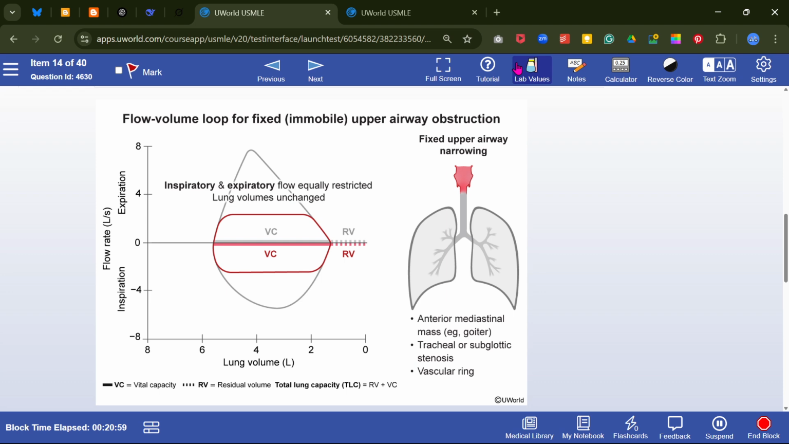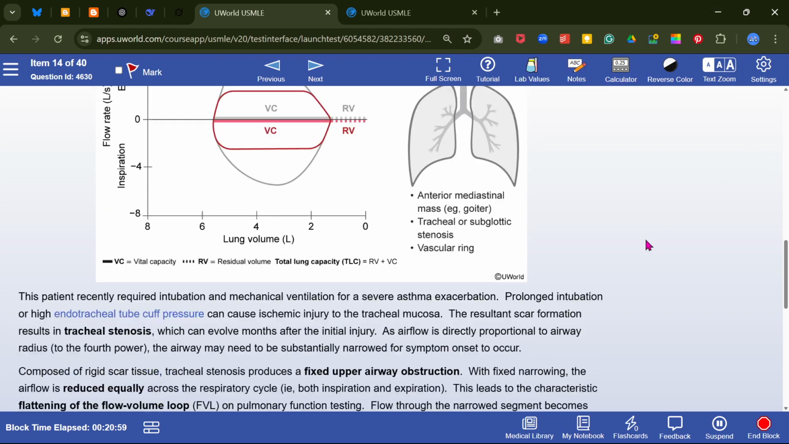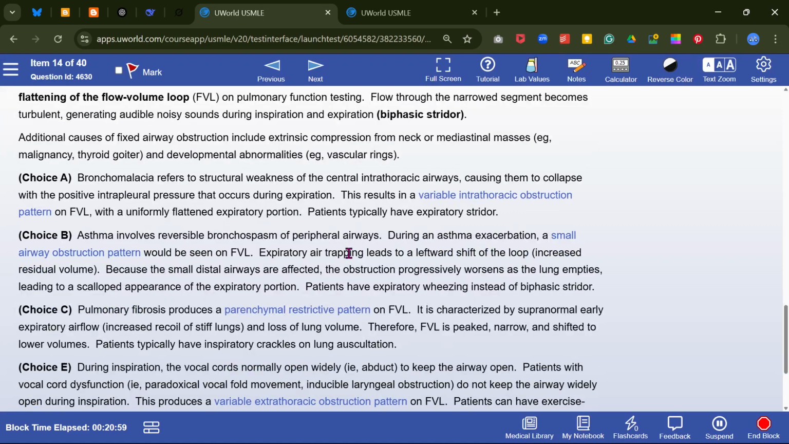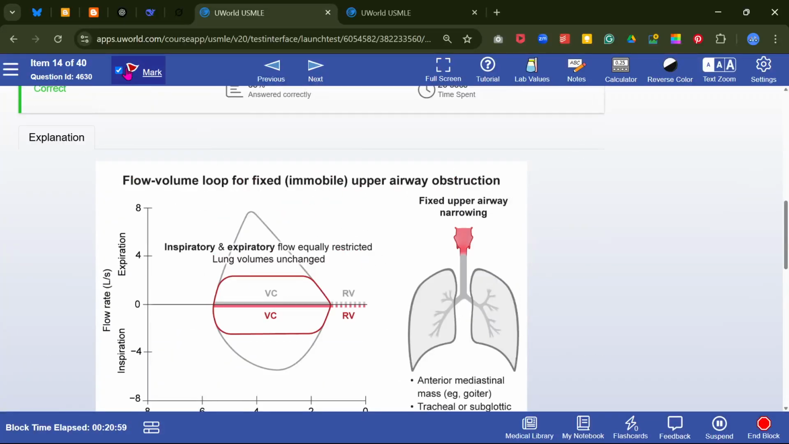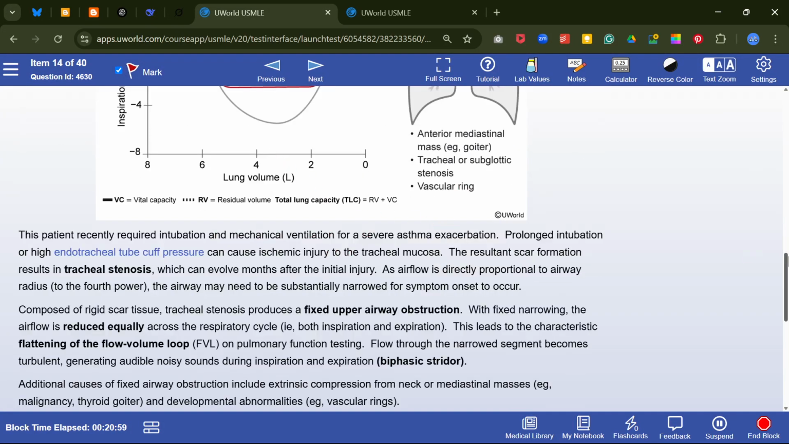It is a memorization question. I remembered by visualizing the answer, because the obstructive pattern is scalloped. Okay, I'm reading the explanation. This patient required intubation and mechanical ventilation for a severe asthma exacerbation.